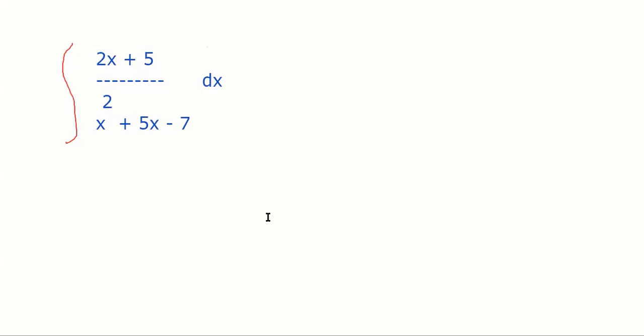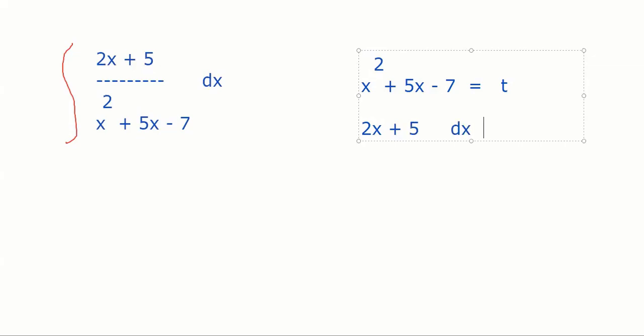You should always look for whether it is in the form f'(x)/f(x). You will say, sir, what we'll do is assume the denominator x square plus 5x minus 7 as t. Differentiate both sides: (2x plus 5) dx, this dx is outside on both sides, so dt. So when we differentiate the denominator, we get the numerator, correct? When you're differentiating the denominator we are getting the numerator, so it becomes so easy.